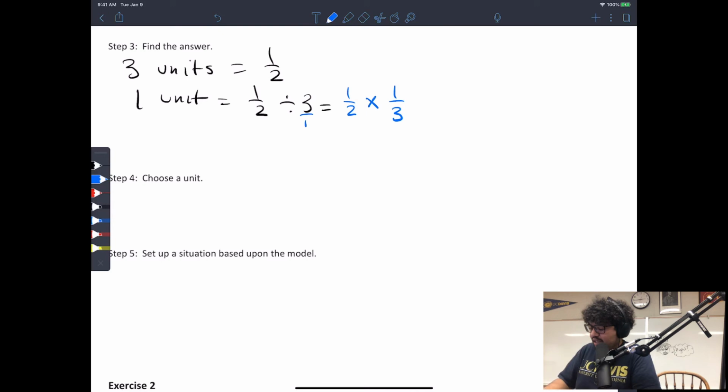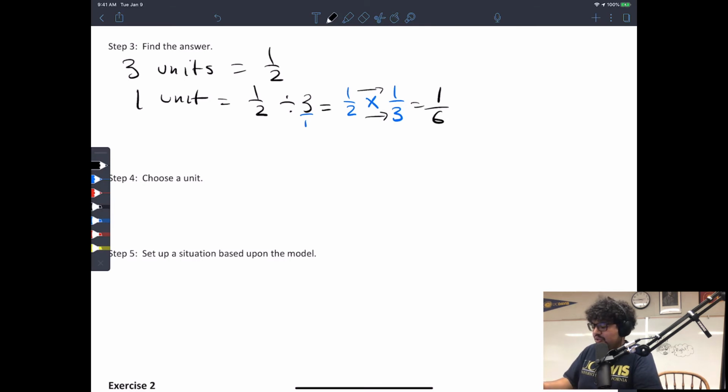So then in this case here, the 3 was my numerator. Now it has to be my denominator. 1 was my denominator. Now it has to be my numerator. And so now I can do my multiplication. So 1 times 1 will give me 1. And then 2 times 3 would give me 6.